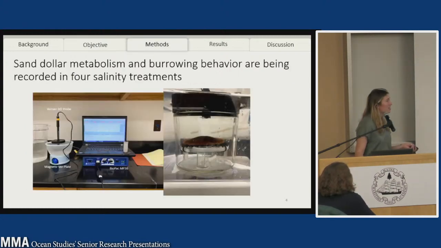So how I answered this is I created four salinity treatments, which were based off of that larval exposure literature, which were 22, 27, 32, and 37 PSU. I then recorded the oxygen consumption of sand dollars using a Biopac MP36 system in conjunction with a Vernier dissolved oxygen probe, and then sand dollars were placed in a respiration chamber. This creates an oxygen consumption slope that I was able to then use to calculate the metabolism for each sand dollar.